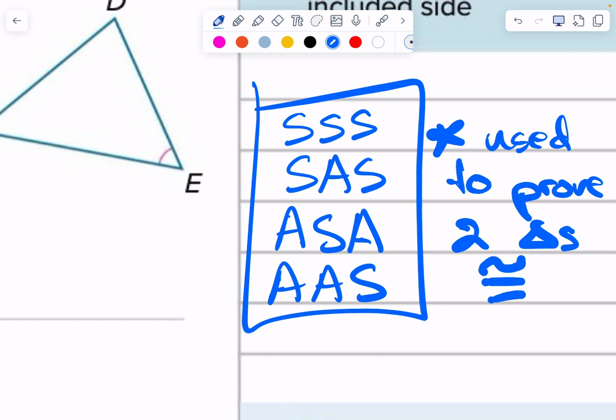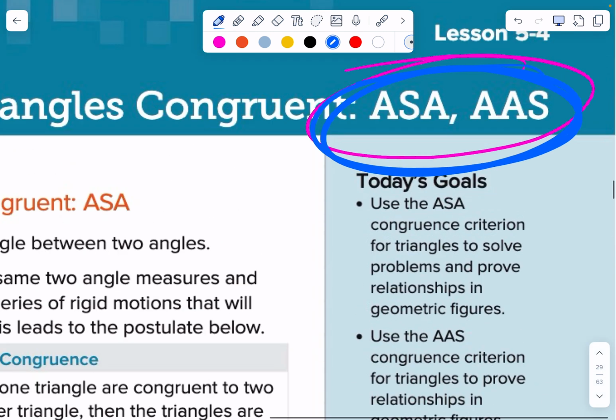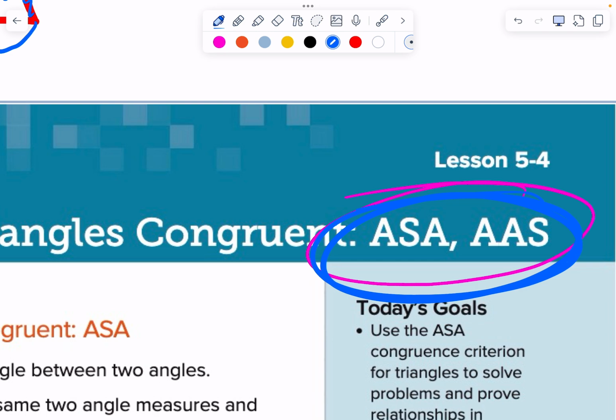That's a symbol for congruent, right? We use those rather than listing out all 6 things, like all 3 angles, all 3 sides. We can do just 3 at a time, right? And use to prove that 2 triangles are congruent. All right. The ones that we just previously learned were angle, side, angle, angle, angle, side.